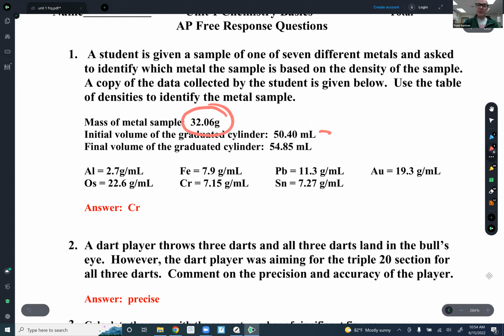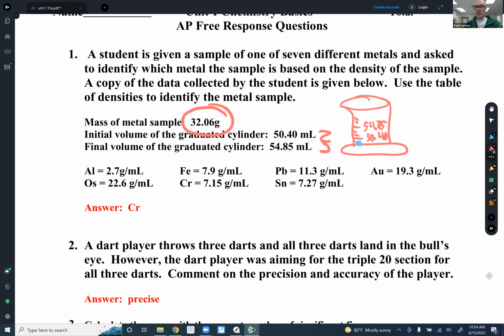And then we have volume displacement. What that means is we have some graduated cylinder, has markings on it, and we know what it started out at, 50.40. Then we drop a piece of metal in, and the volume then went up to 54.85. So the difference between those two numbers, if I subtract them, absolute value them, will let us figure out the volume for this metal.